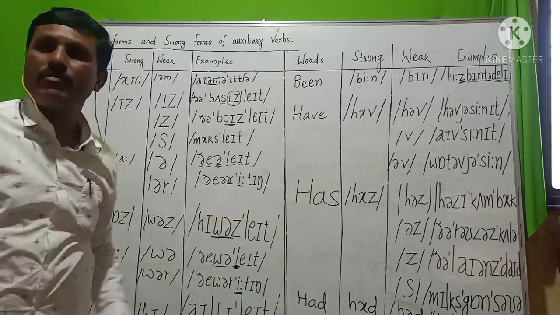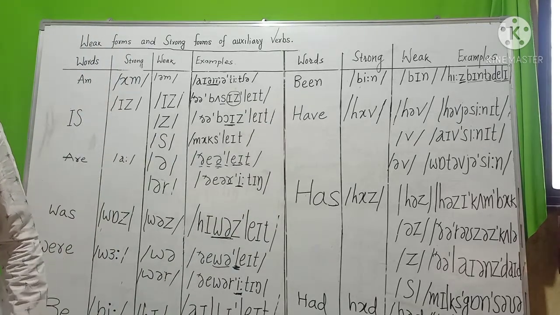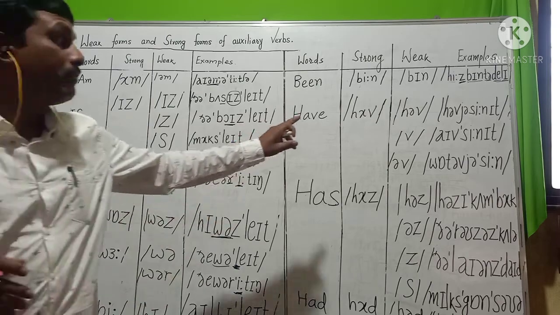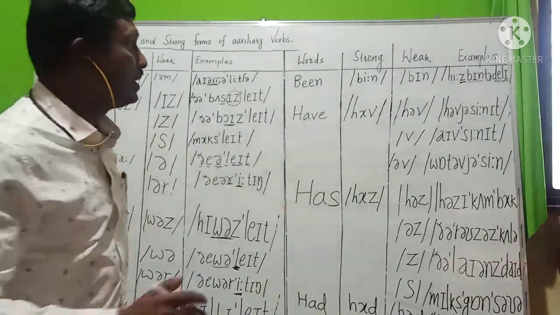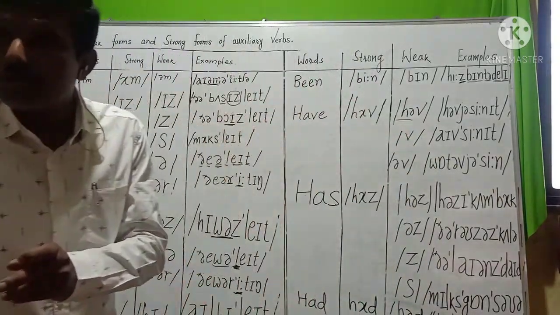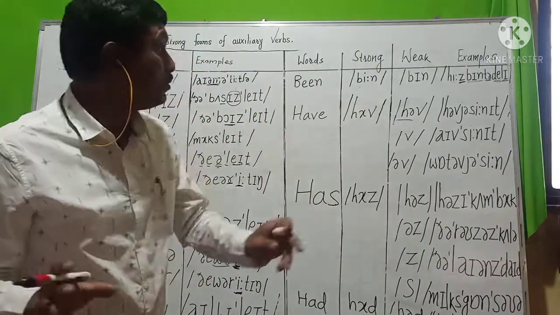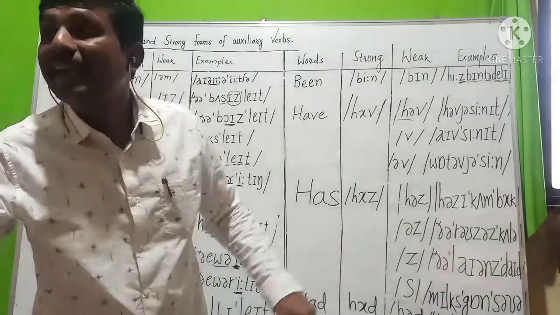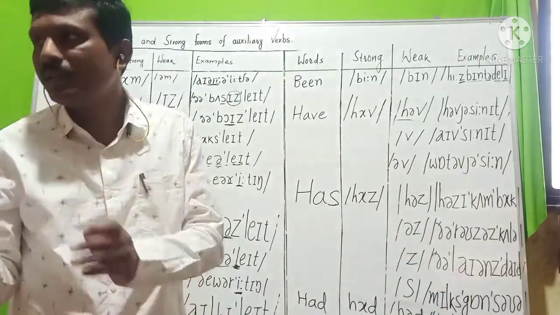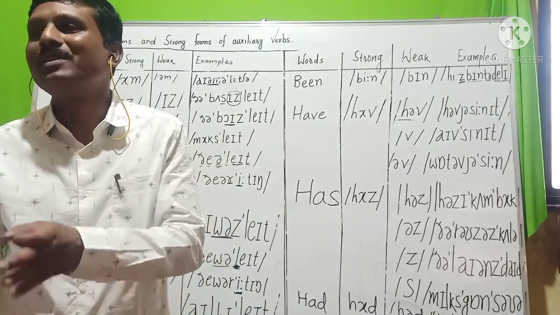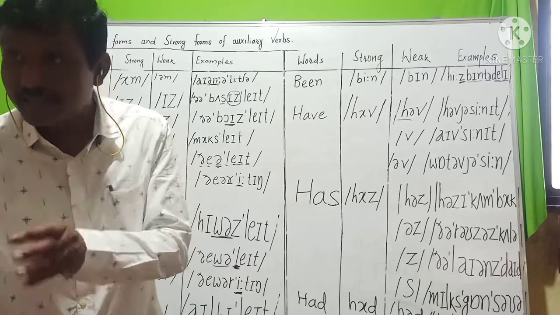This is have, and it has three different weak forms. Have is its strong form, and it has three different weak forms. And you have to see when these are used. One is have. Have is used when it occurs initially in the sentence. Initially means at the beginning of the sentence.